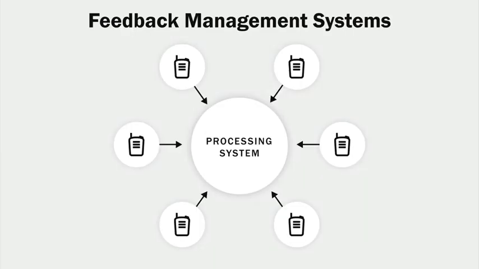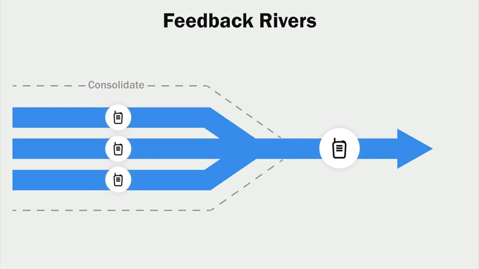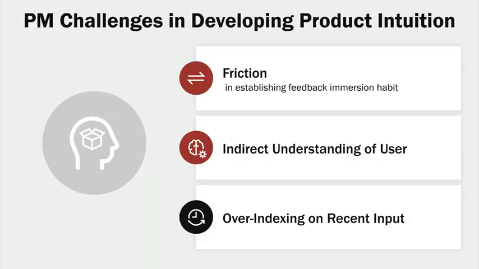To solve these challenges, we talked about how great PMs set up feedback management systems that automate the collection and processing of feedback from multiple sources. In the previous lesson, we covered the first of those systems, feedback rivers. Feedback rivers solve the first two challenges: friction in establishing a regular feedback immersion habit and challenges in maintaining a direct understanding of the user.